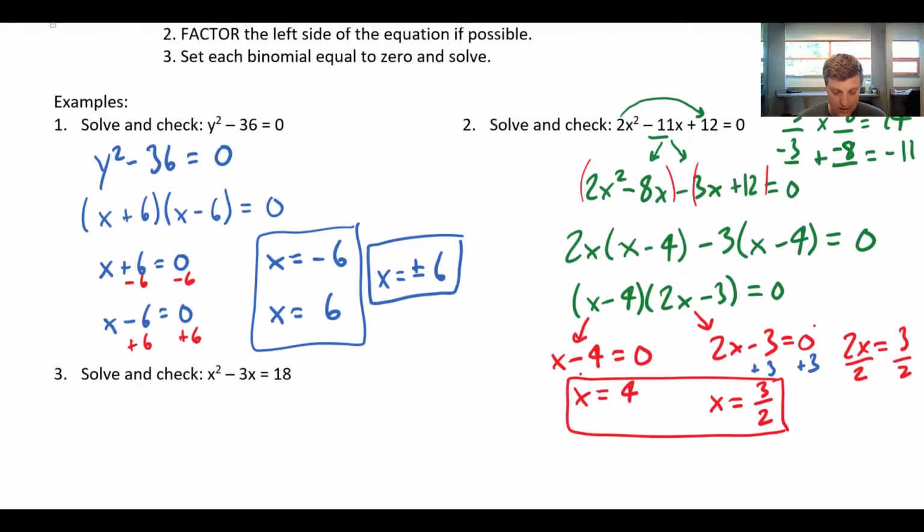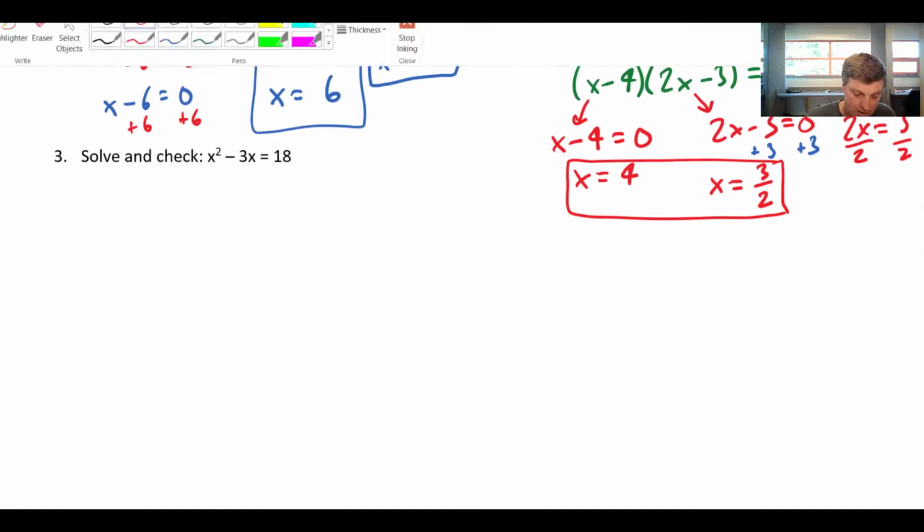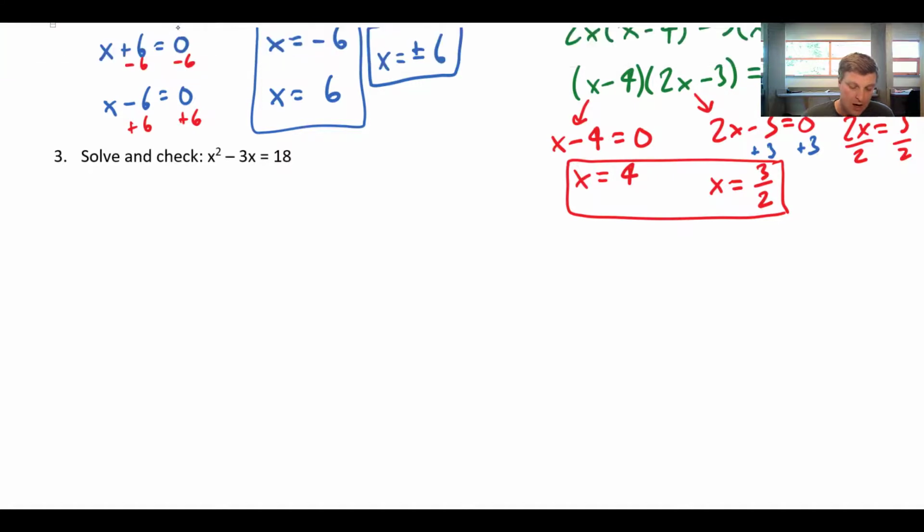Okay, maybe we'll do one last one here. X squared minus 3x equals 18. Again, there's only one variable here. It looks a little different because 18 is on the other side, but there's just going to be a finite set of solutions. The first thing I'm going to do is move this 18 over to the other side of the equation. I need the whole thing to be set equal to 0. So I've got x squared minus 3x minus 18 equals 0.